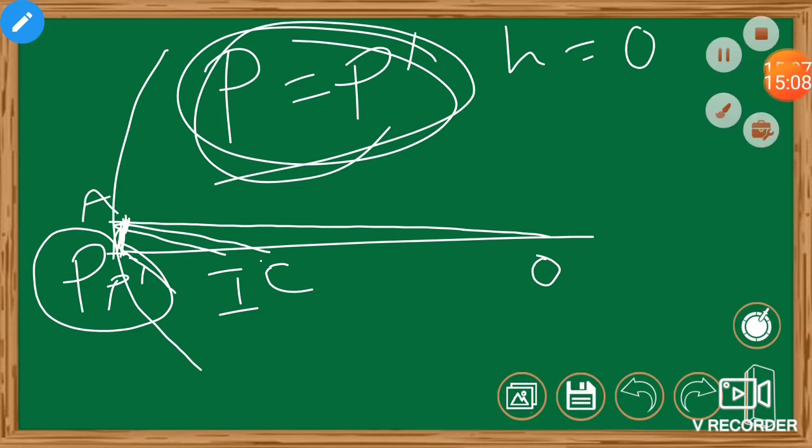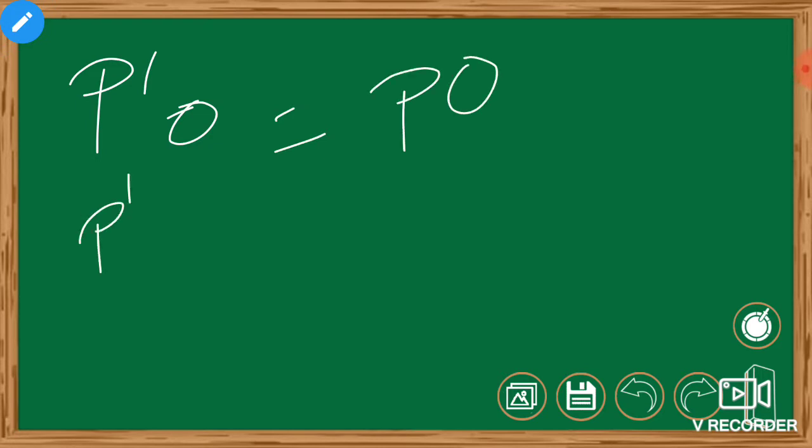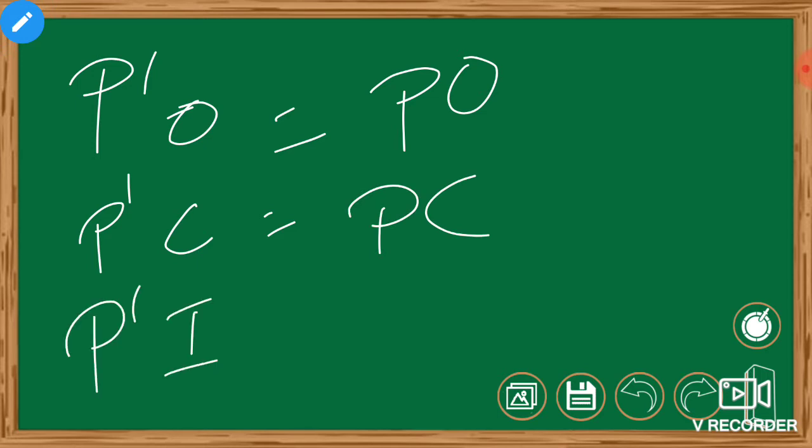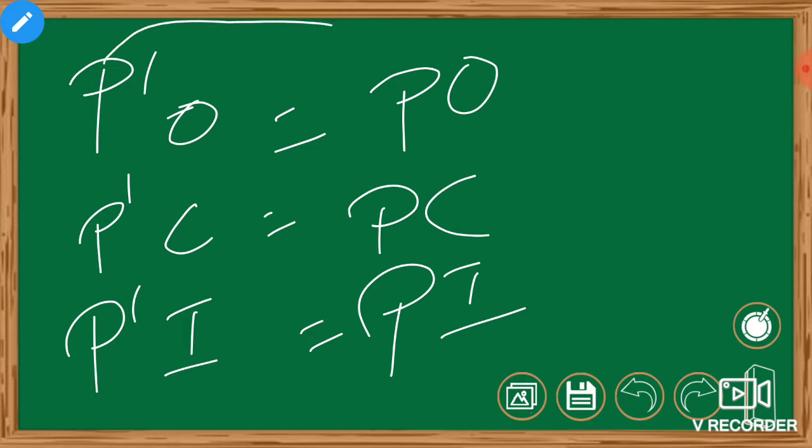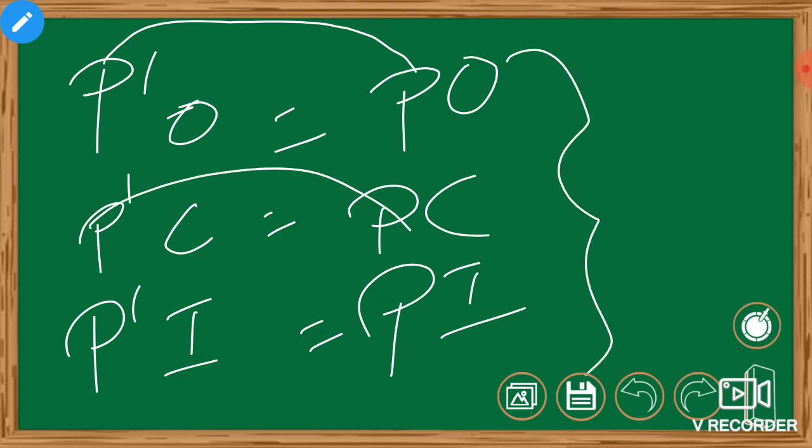Okay, let's continue. Now we can say P dash O is PO, P dash C is PC, and P dash I is equal to PI. Is it clear? Why does this happen? Because point P dash becomes P. So in all these three equations, P dash is converted to point P.